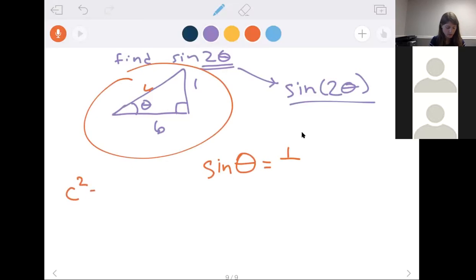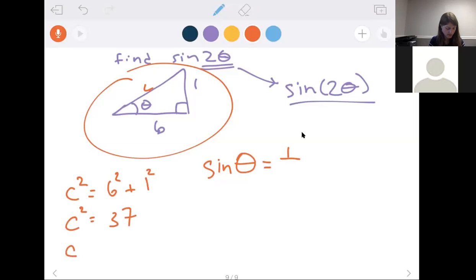So C squared equals 6 squared plus 1 squared. So if I add my squares together, I've got 36 and 1, which gives me 37. I've got the square root of 37 is that hypotenuse. Now, you can go ahead and clean these up and write square root of 37 over 37 by rationalizing the denominator, or you can kind of let it ride and clean it all up at the end.